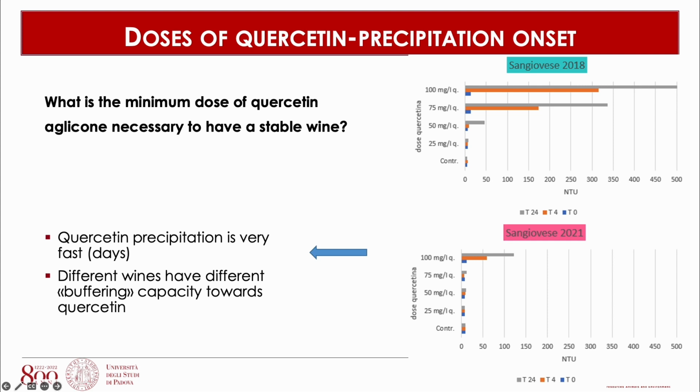any increase of turbidity. So it means that quercetin, when it is released by the enzyme, precipitates immediately. This different behavior lets us assume that in wine we can have different, probably colloidal, protective colloids that can act and maintain quercetin in solution.